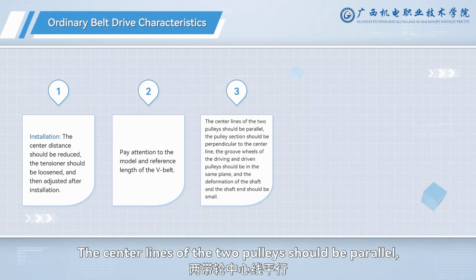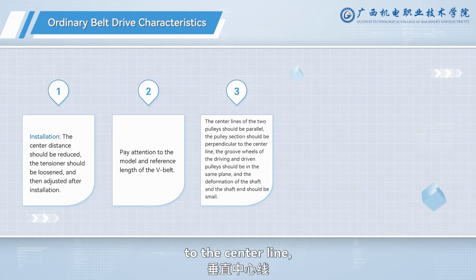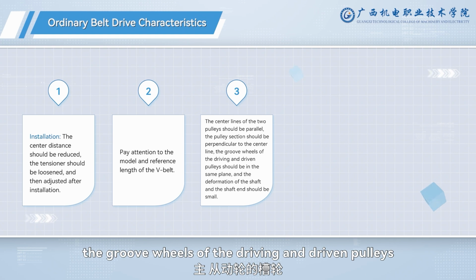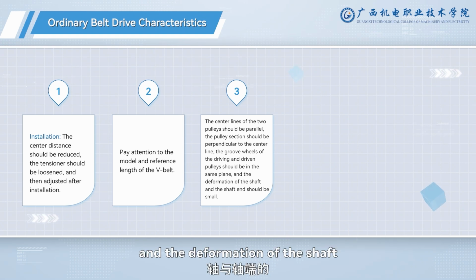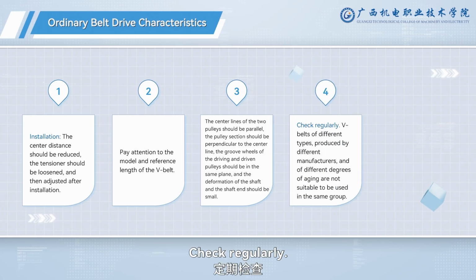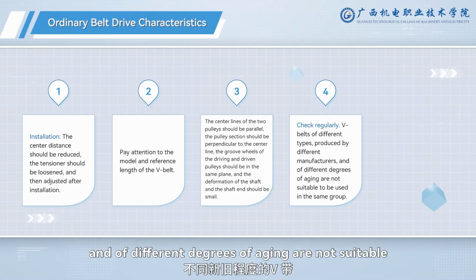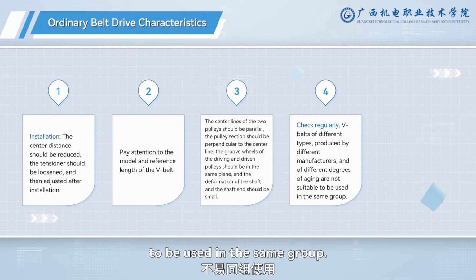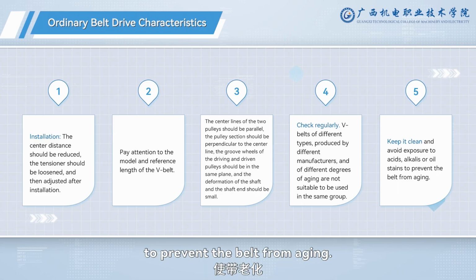The center lines of the two pulleys should be parallel. The pulley section should be perpendicular to the center line. The groove wheels of the driving and driven pulleys should be in the same plane, and the deformation of the shaft and the shaft end should be small. Check regularly. V-belts of different types, produced by different manufacturers, and of different degrees of aging are not suitable to be used in the same group. Keep it clean and avoid exposure to acids, alkalis or oil stains to prevent the belt from aging.